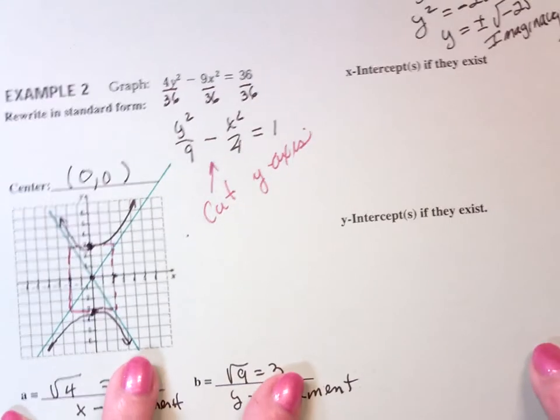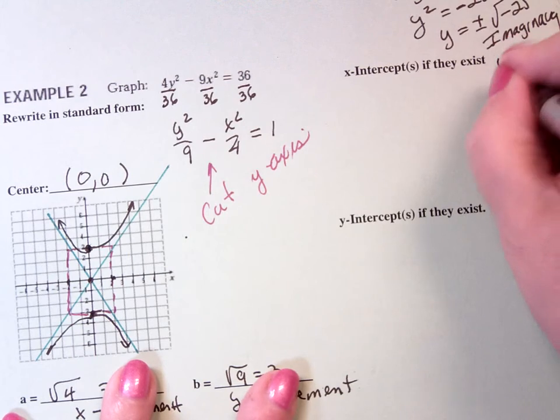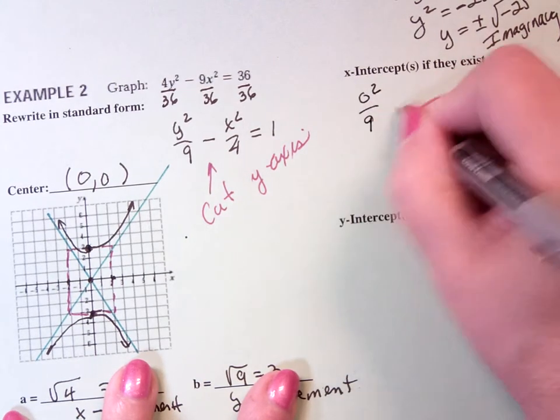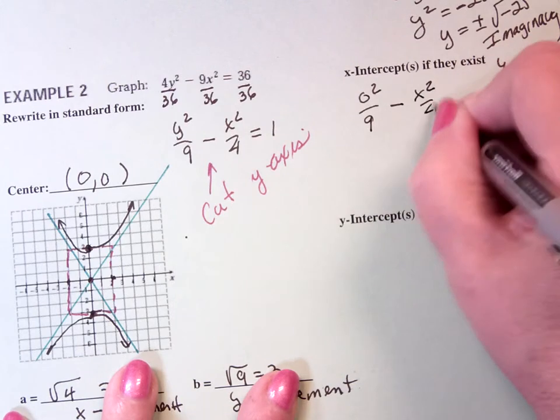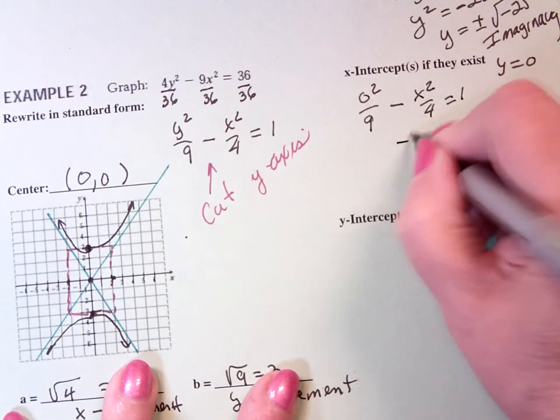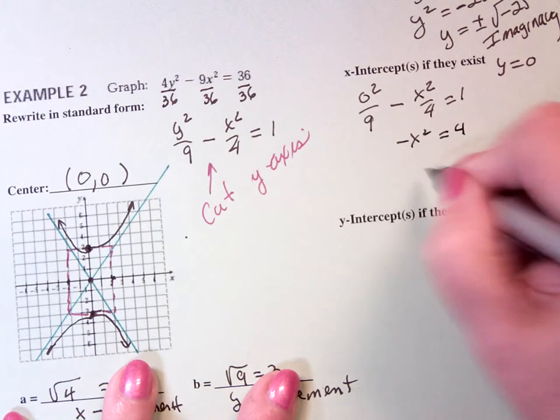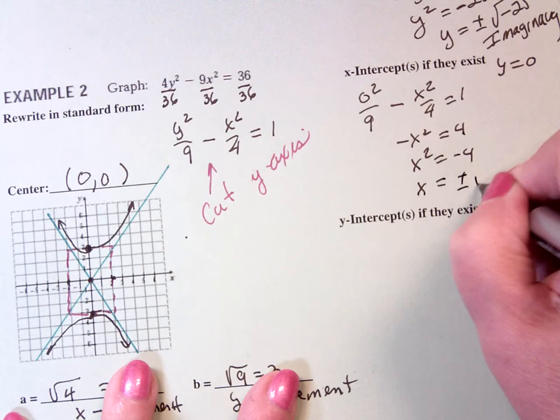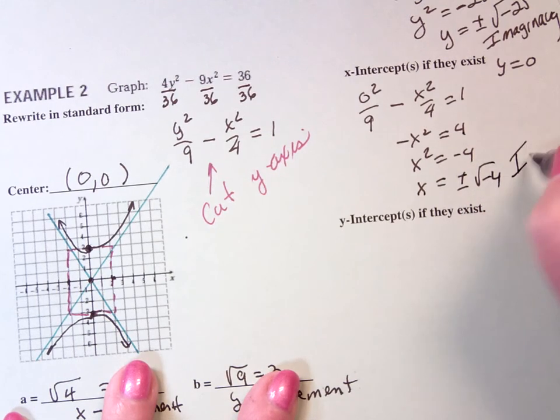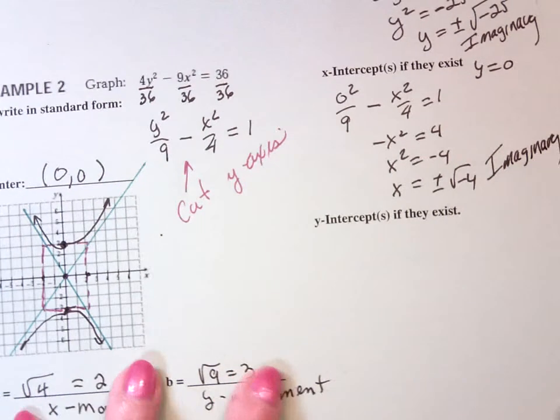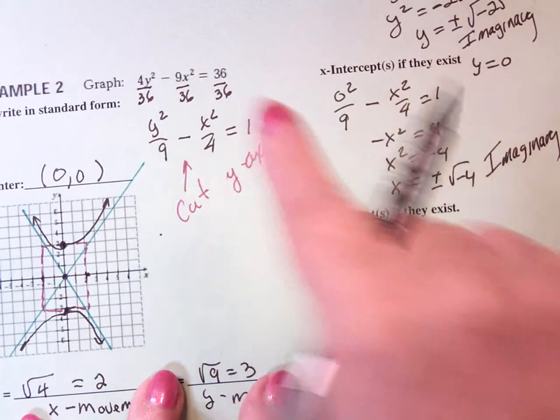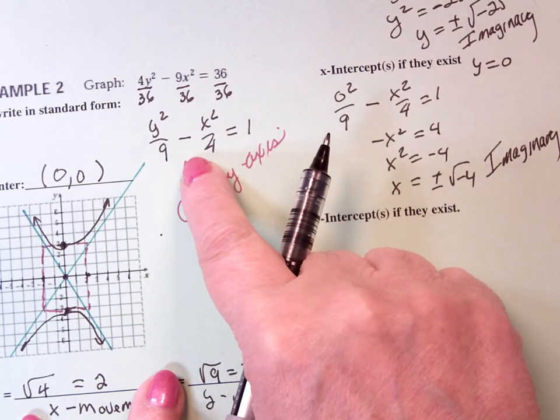Now x and y intercepts. X-intercept means y is 0. So I get 0 squared over 9 minus x squared over 4 equals 1. Minus x squared equals 4. X squared is minus 4. X is plus or minus the square root of minus 4. That's imaginary. And that says the graph is not going to cut the x-axis, because a minus is in front of the x squared.